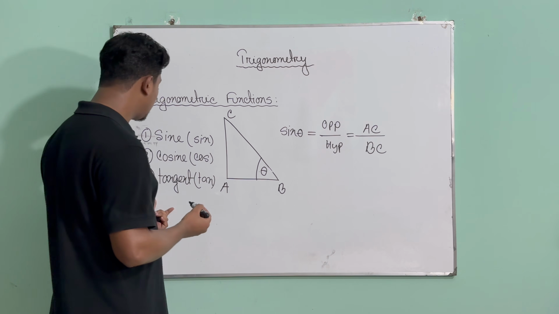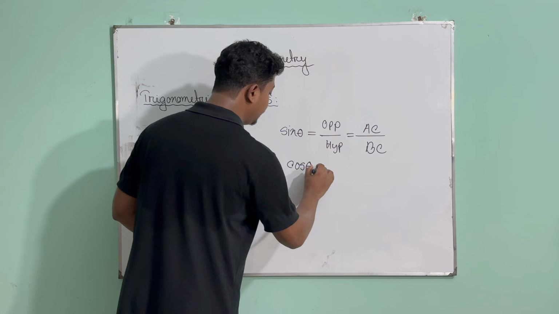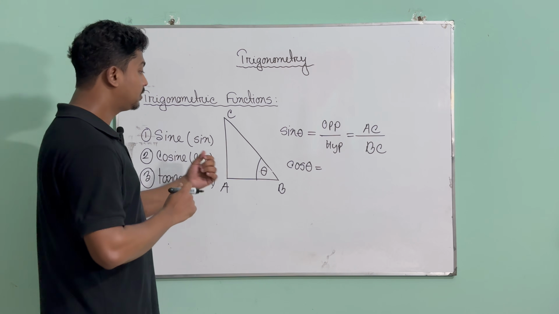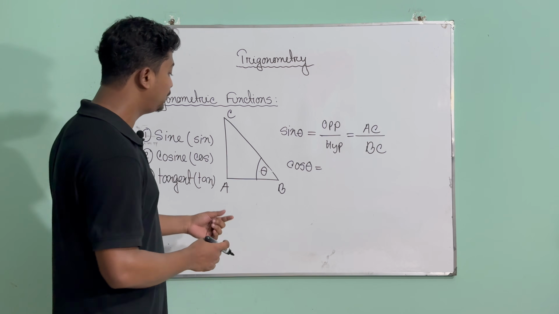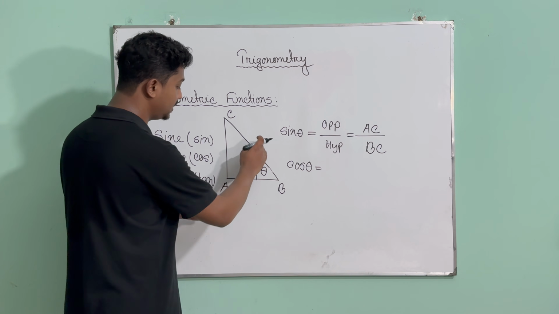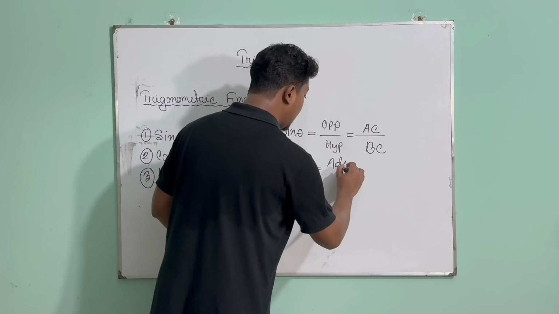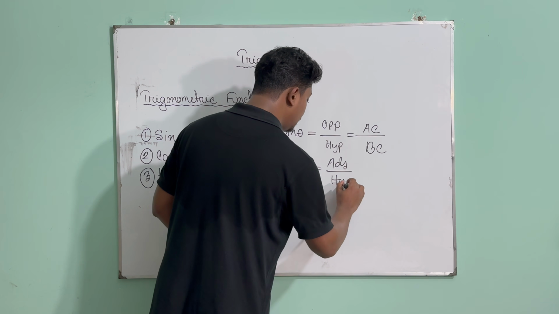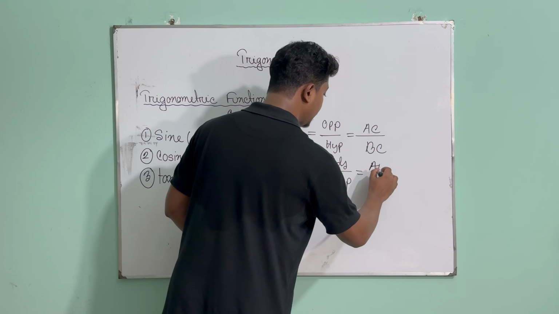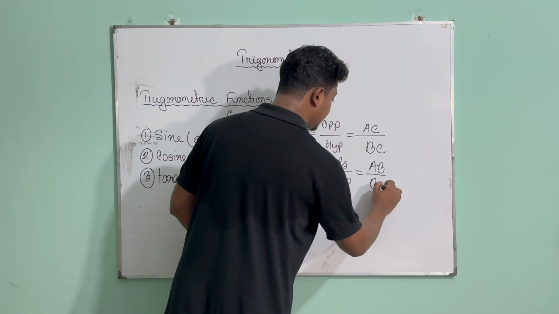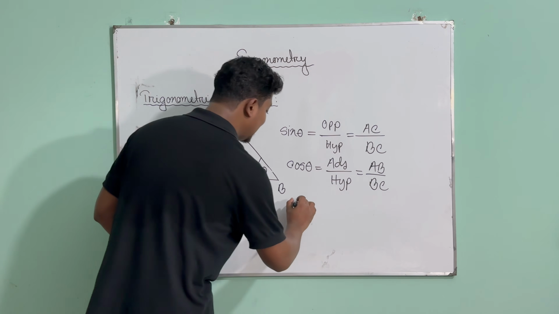Okay, now let's talk about cos theta. Let's say the cos function, we gave it the angle. Now what the cos is going to do, it is also going to give us a ratio, and the ratio is between the adjacent and the hypotenuse. So AB is adjacent, obviously, so we have adjacent divided by hypotenuse. So what we're getting here is AB divided by BC.